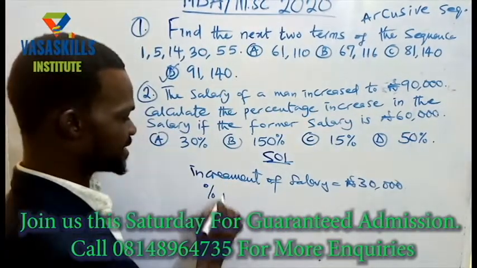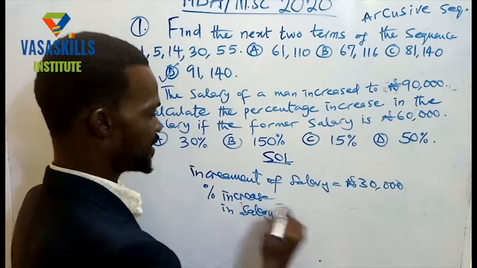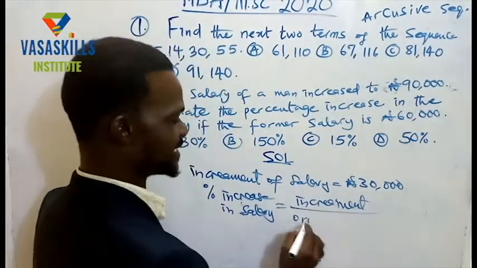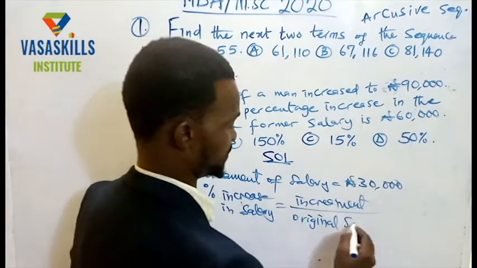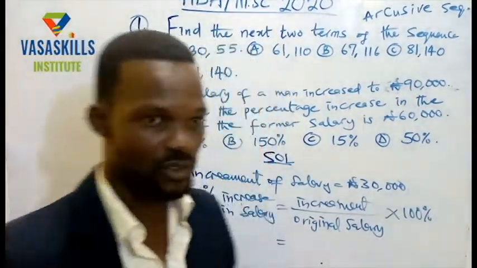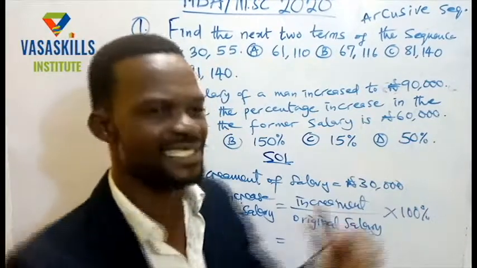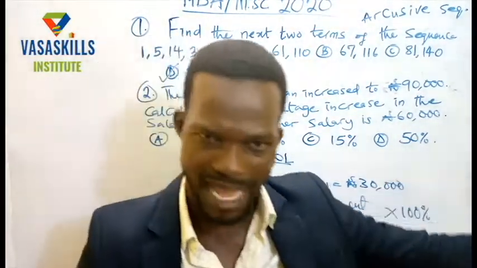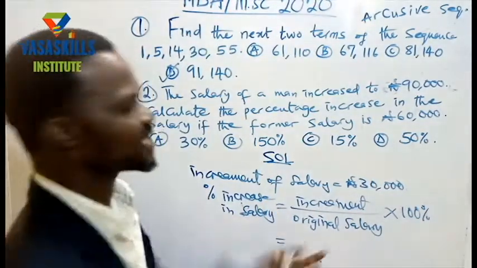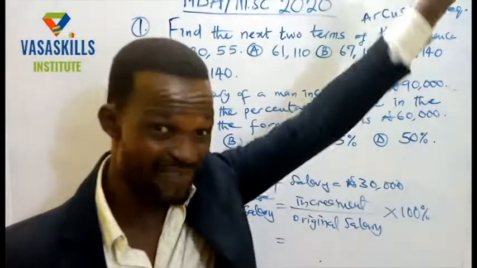Now, what is the percentage increase in salary? Percentage increase in salary is equal to the increment over the original salary, times 100%. This is where students make a lot of mistakes. I have explained this severally in most educational settings: when they say percentage increase or percentage decrease, it is the change in the item they are talking about. Here they are talking of salary, so the change in salary between 60,000 and 90,000 is 30,000. Now, what is the original salary? The original salary was 60,000, not 90,000, because that's the final salary, not the original.